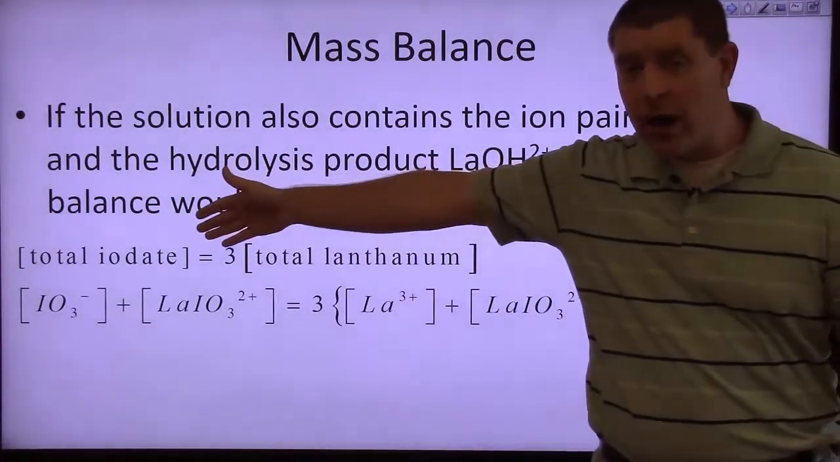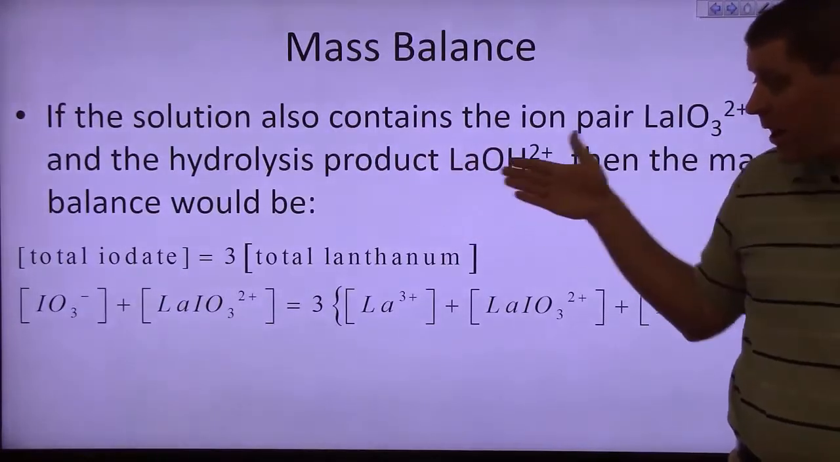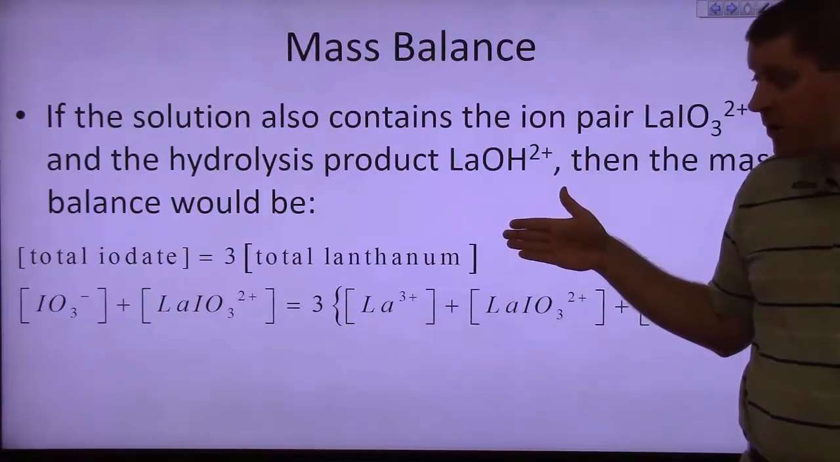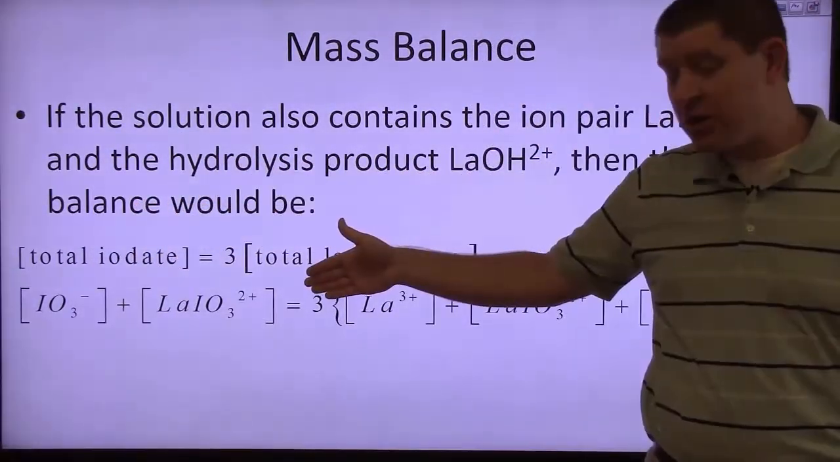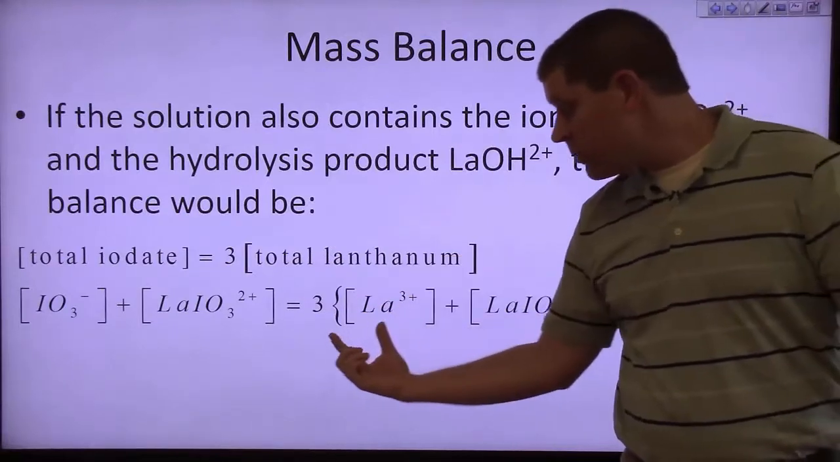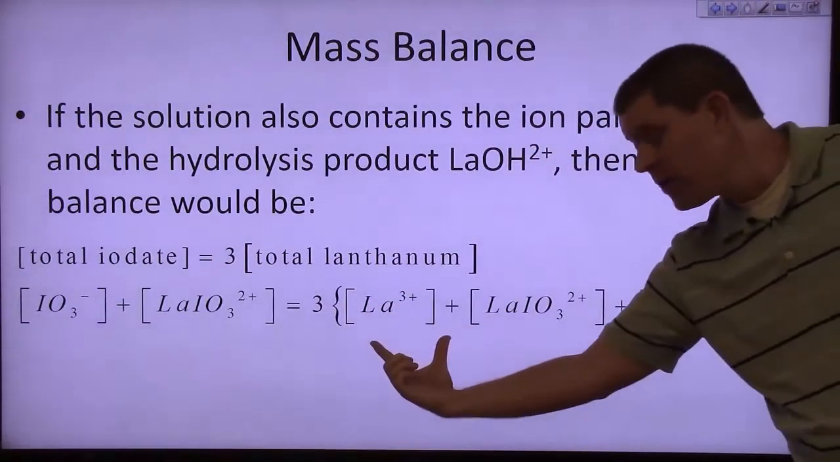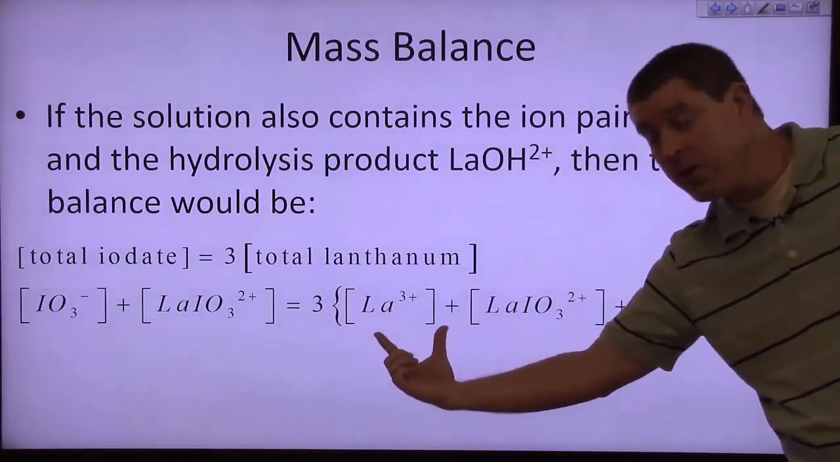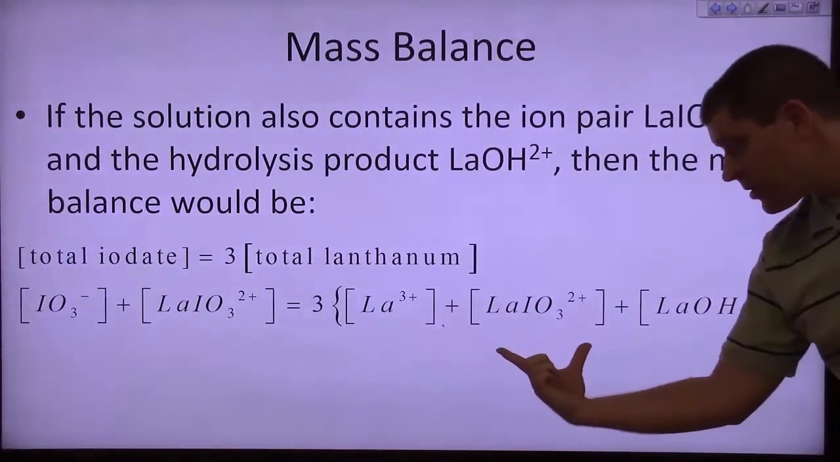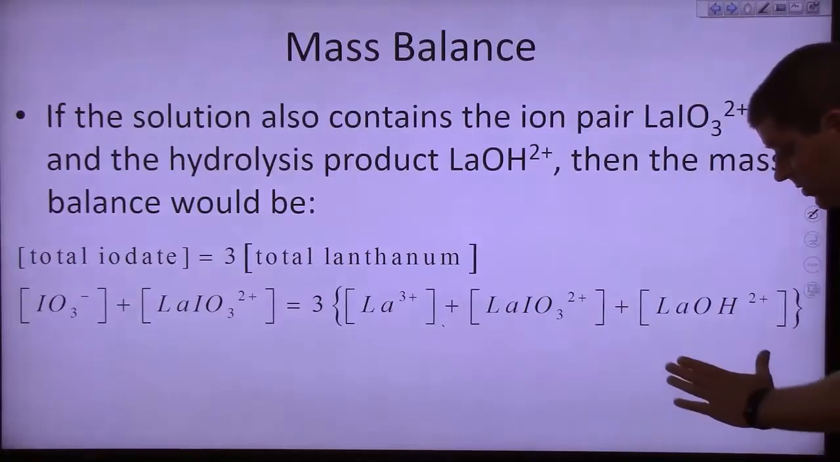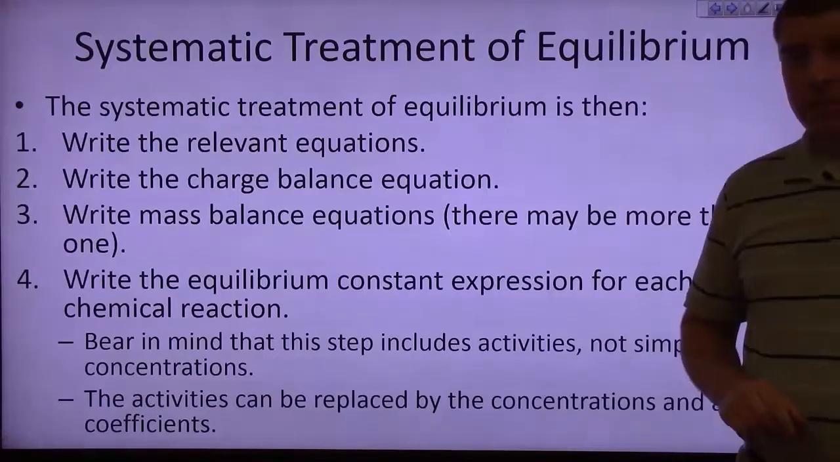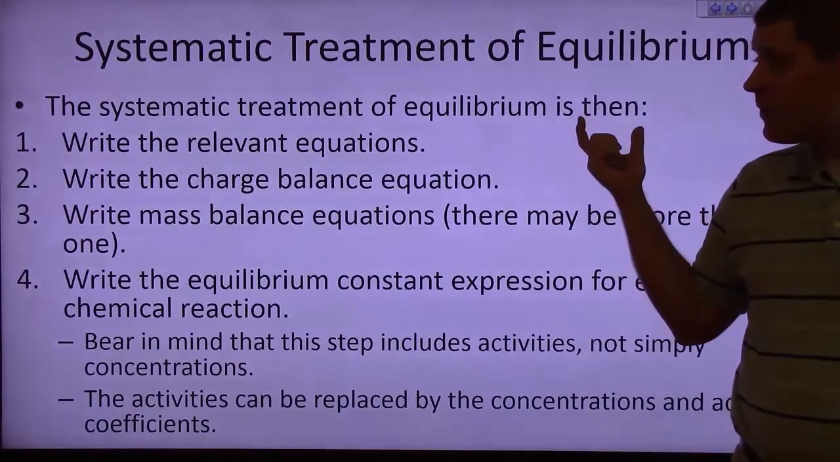Remember, we have our total iodate concentration must be equal to 3 times our total lanthanum concentration, and that means that the iodate concentration plus the concentration of our ion pair must be equal to 3 times the concentration of our lanthanum ion, where it's unbound, plus the concentration of our lanthanum iodate ion pair, plus the concentration of our hydrolysis product. So now our systematic treatment of equilibrium is given here.